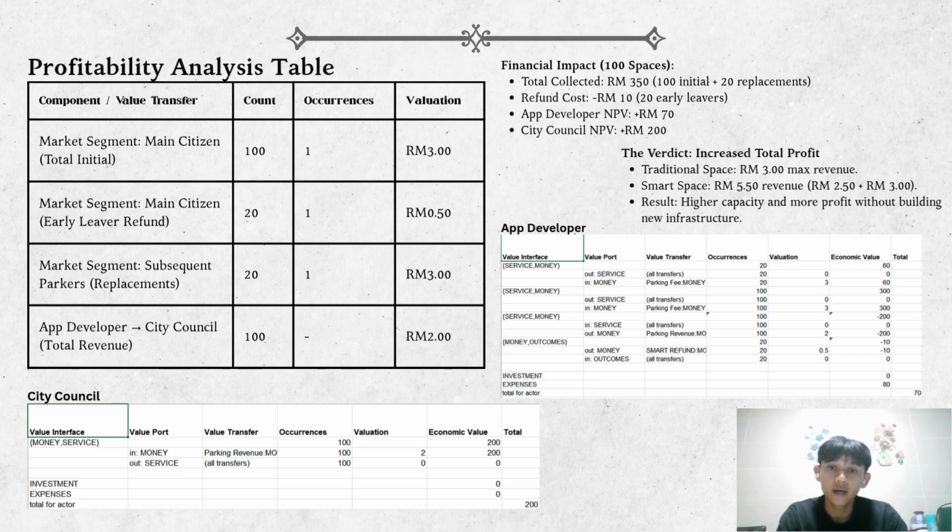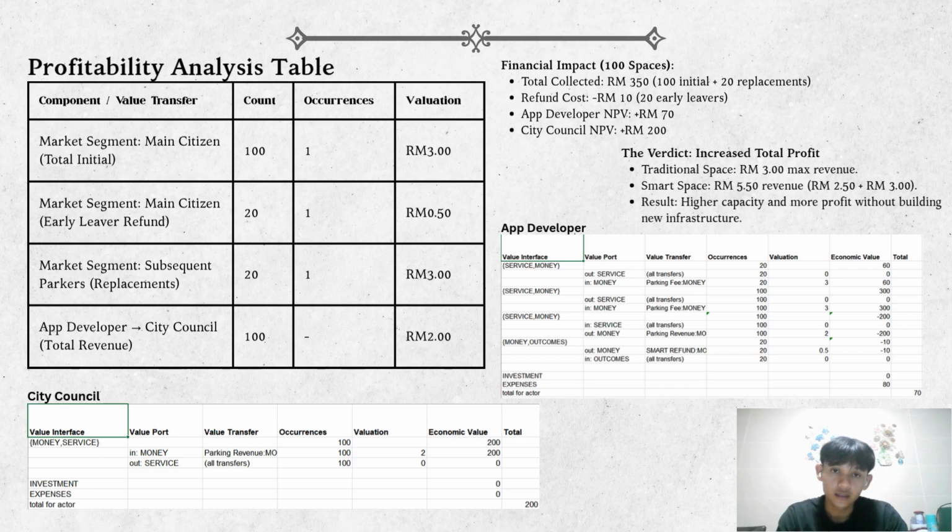First, 100 people park and pay 3 ringgit each. So that is 300 ringgit. Then let's say 20 people decide to leave early. We give them the 50 cents back, which totals 10 ringgit for the 20 people. Because they left, 20 empty spots open up and 20 new people can fill those parking spots and pay the full 3 ringgit. So that is 60 ringgit in total. So for the overall total, we collected 350 ringgit.